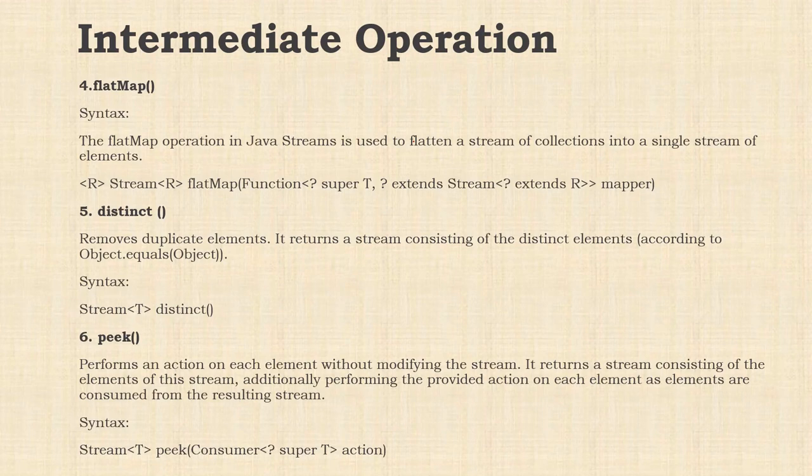The flat map operation in Java stream is used to flatten a stream of collections into a single stream of elements. So input will be a stream of streams, and output will be one stream. Distinct is used to get the distinct elements. And peek performs an operation on each element without modifying the stream. It returns a stream consisting of the elements of this stream, additionally performing the provided action on each element as elements are consumed from the resulting stream. So like this we can use the peek method, and the parameter will be a consumer.